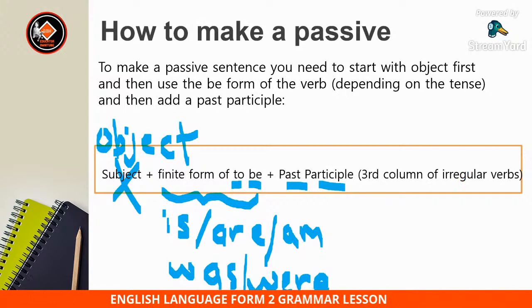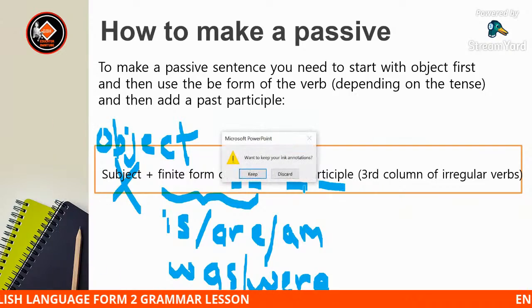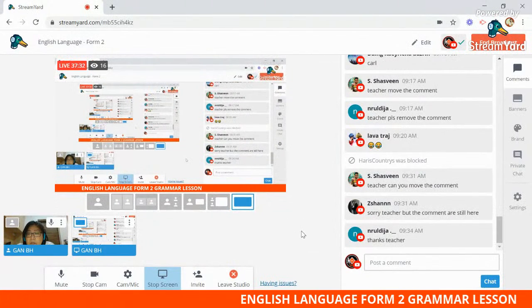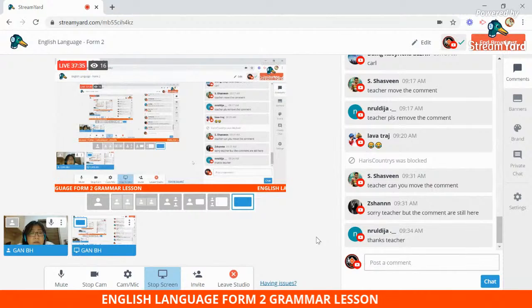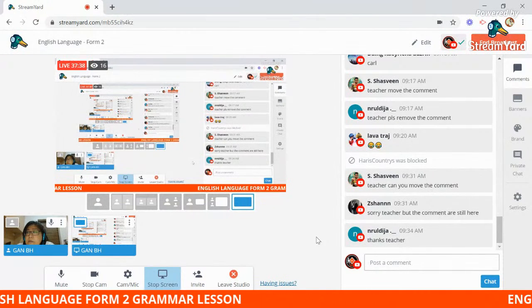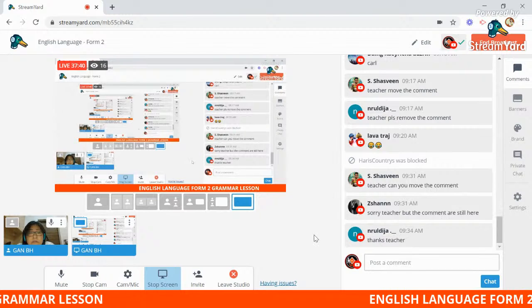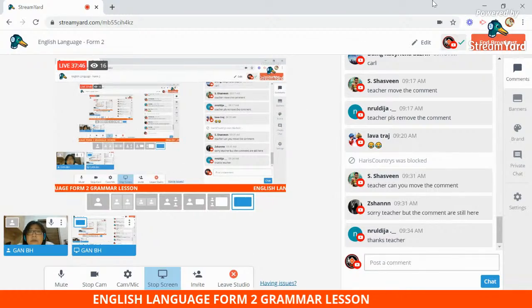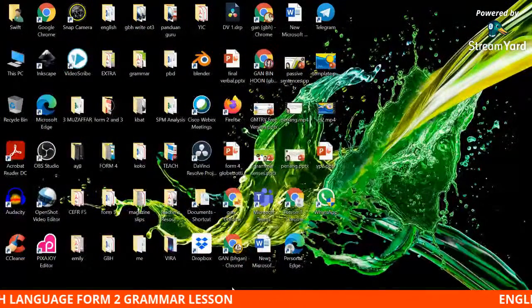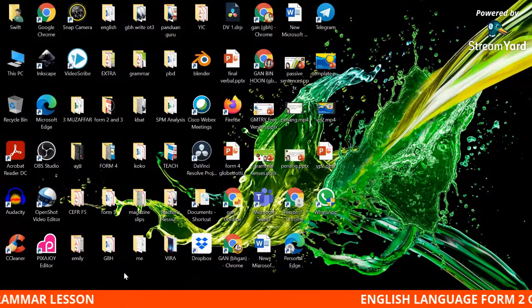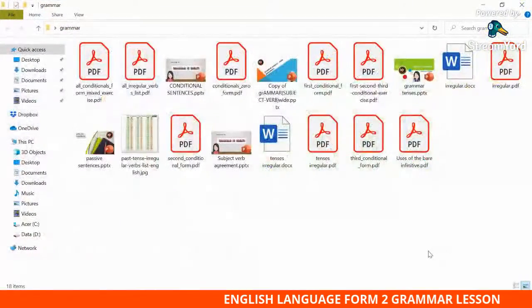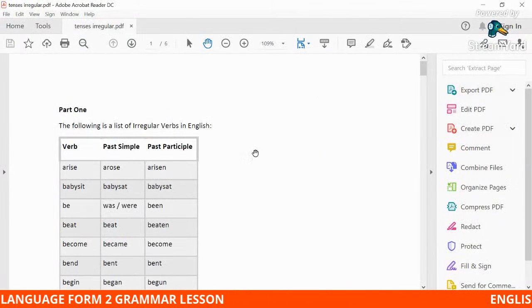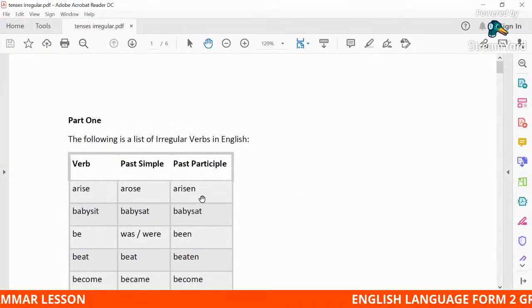Okay, I'm going to show you the irregular verbs. Okay, can you understand until now? Can you understand? Let's look at grammar. Where's my grammar? Okay, this is my grammar. So you see here. What does it mean with the third column? This is the third column.